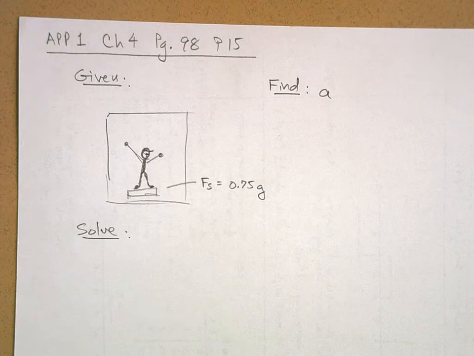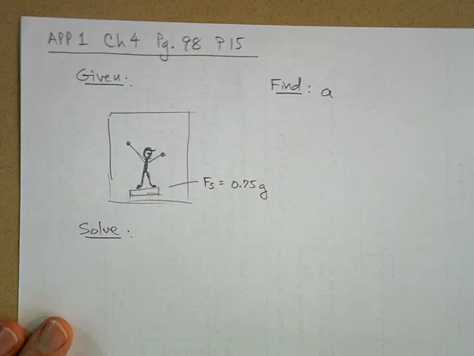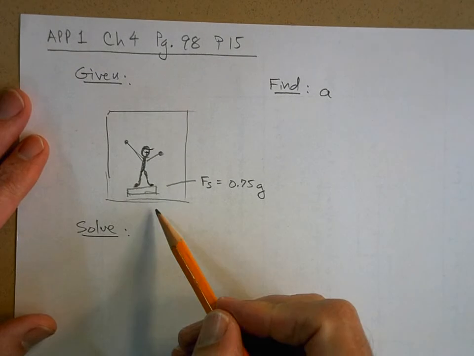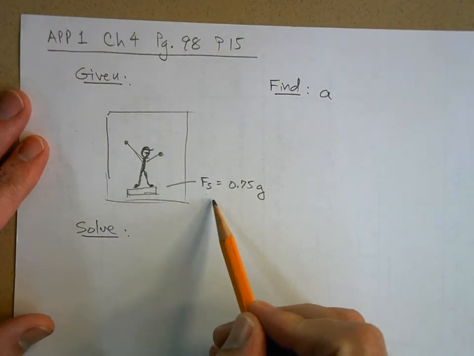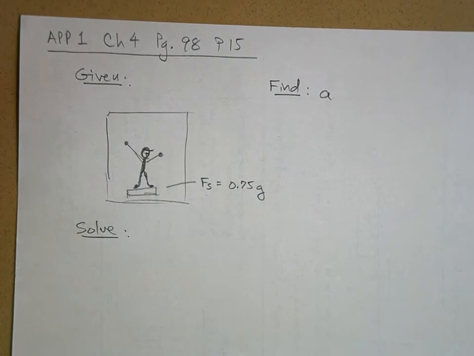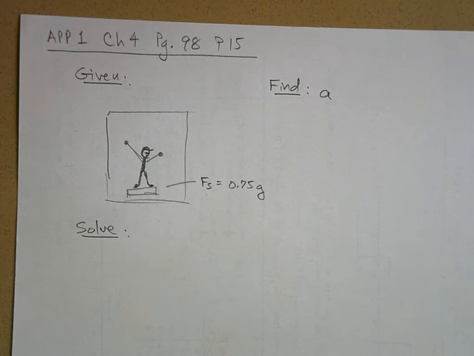Okay, so I've already set it up here with given, find, and solve. Okay, we got somebody in an elevator. The force that the scale reads is 0.75 mg. Now, one of the things that they talked about, and I talked about, is that bathroom scales don't measure your weight. They measure the force of that interaction force between your feet and the scale.